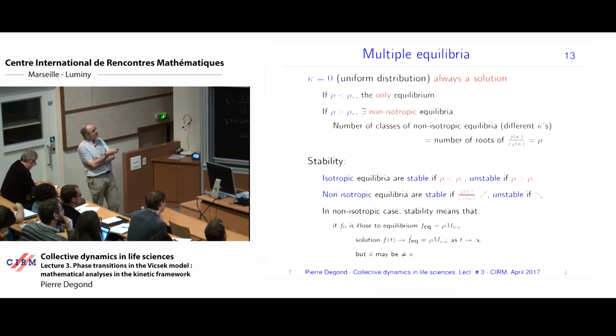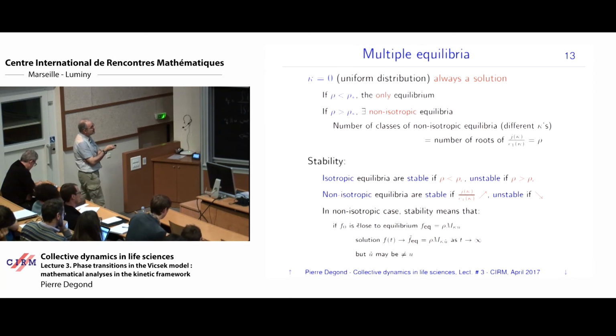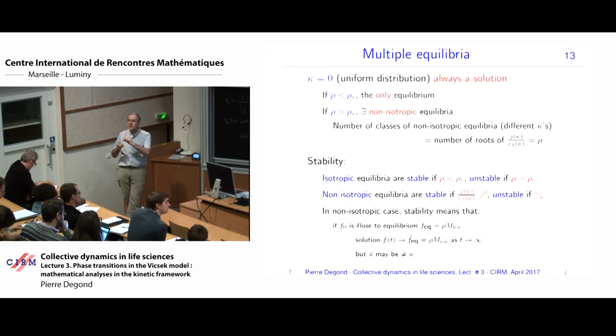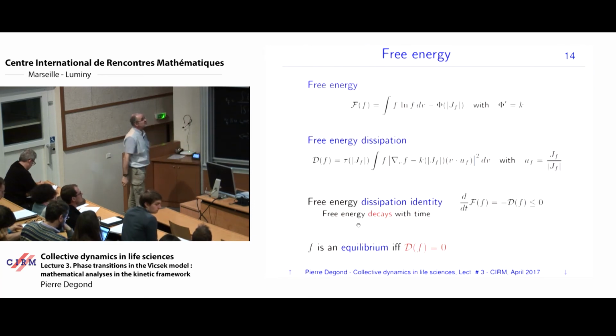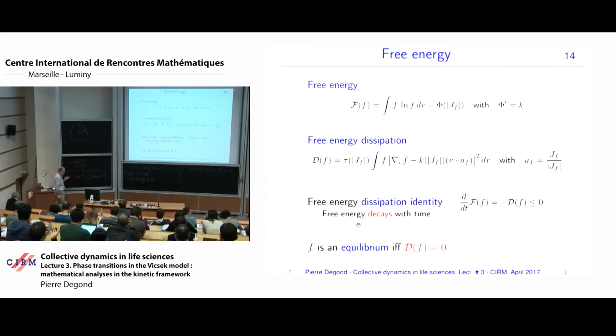And in the case of non-isotropic equilibria, stability means that if you perturb a von Mises, then you will return to a von Mises, but maybe with a different value of the orientation. So it's a kind of an orbital stability rather than a strict stability. And this is what really makes the story difficult in the non-spatially homogeneous case. Because we have a free energy in the spatially homogeneous case, but this is not a free energy in the non-spatially homogeneous case.